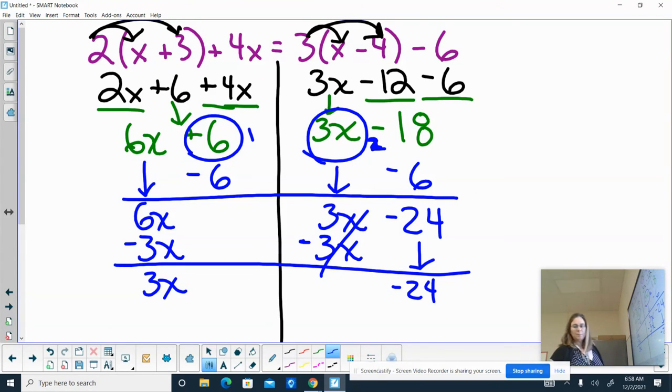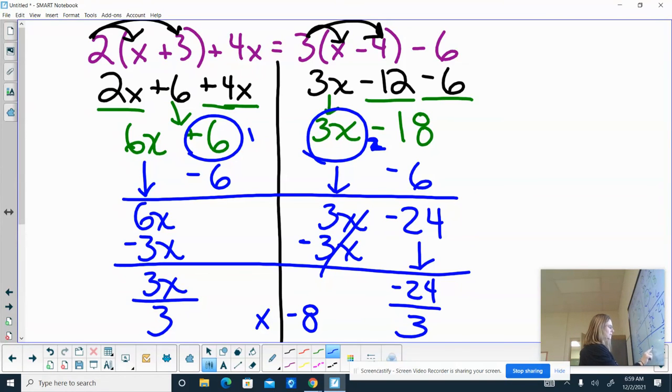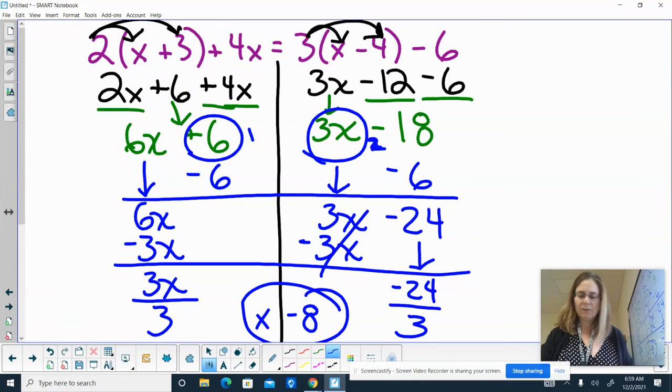Now my last step is to do the opposite of 3x. 3x means 3 times x. So I'm going to divide both sides by that coefficient, 3. 3x divided by 3 is just x. -24 divided by 3 is -8. And that's it. That's all the different types of problems you've been learning lately.